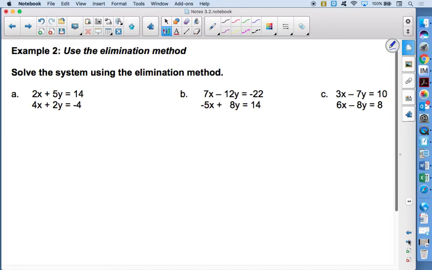So if we have 2x plus 5y equals 14, 4x plus 2y equals negative 4. Decide first what variable you want to eliminate. So Ethan, what variable would you want to eliminate in letter A? I would like to get rid of variable y. Okay. What would you multiply by to get rid of variable y?